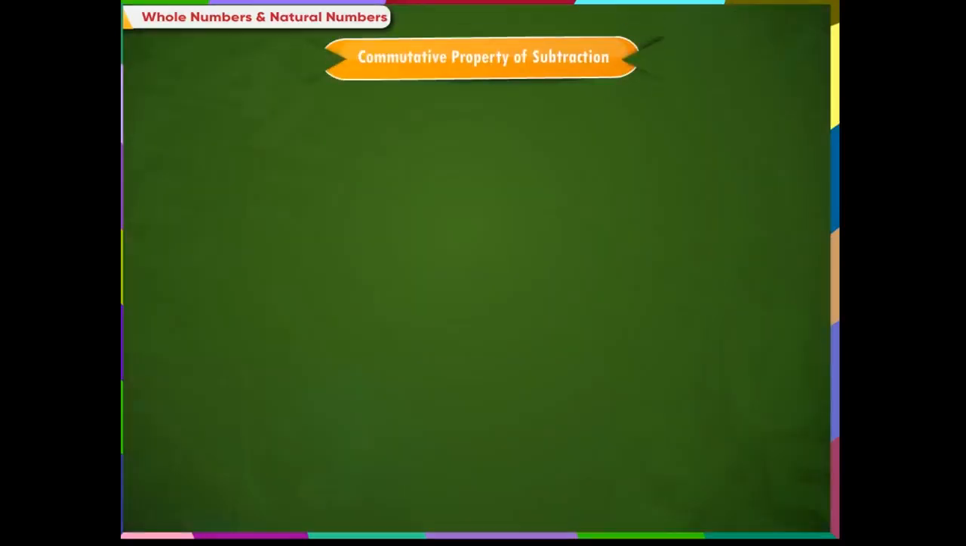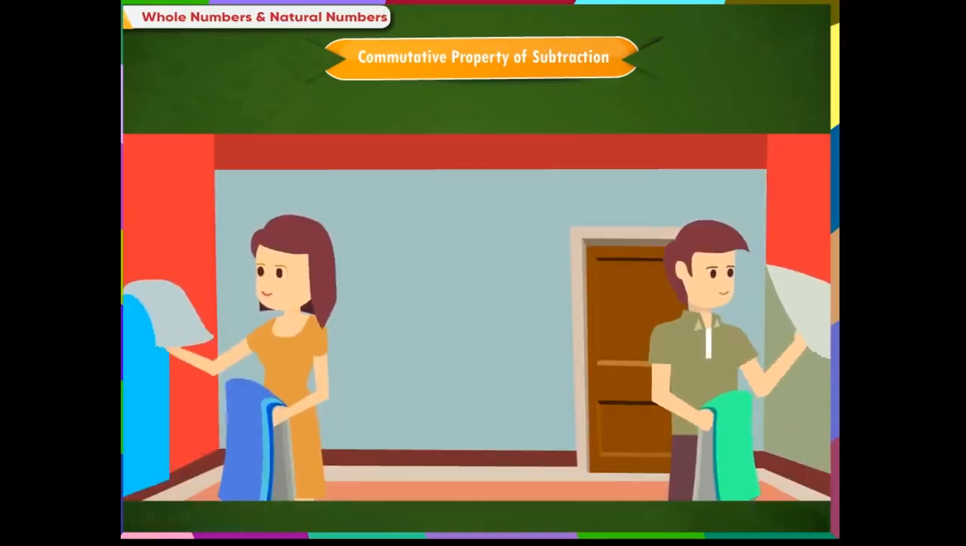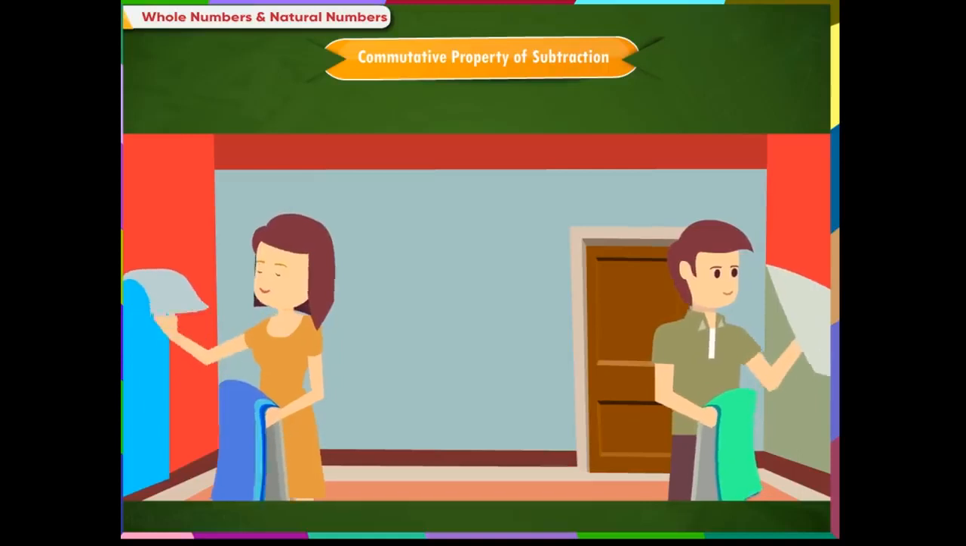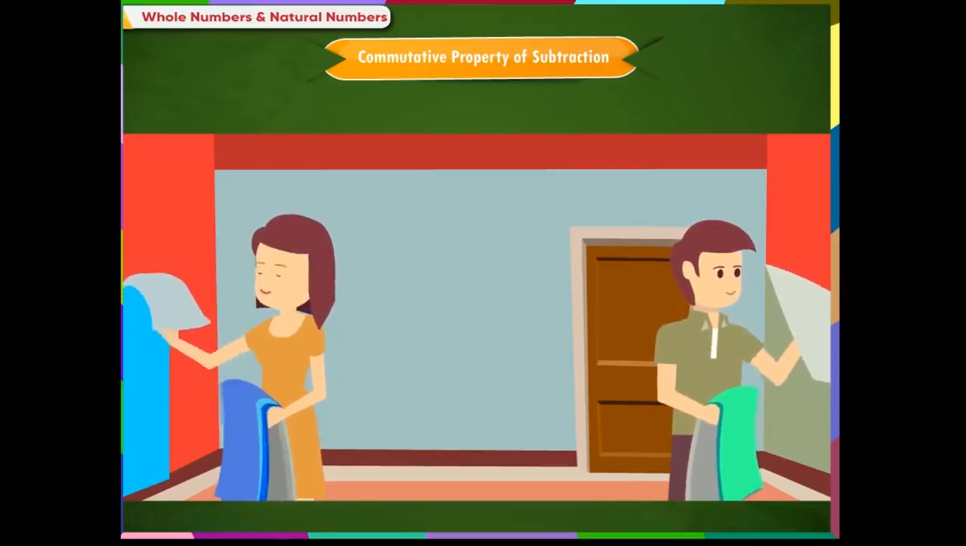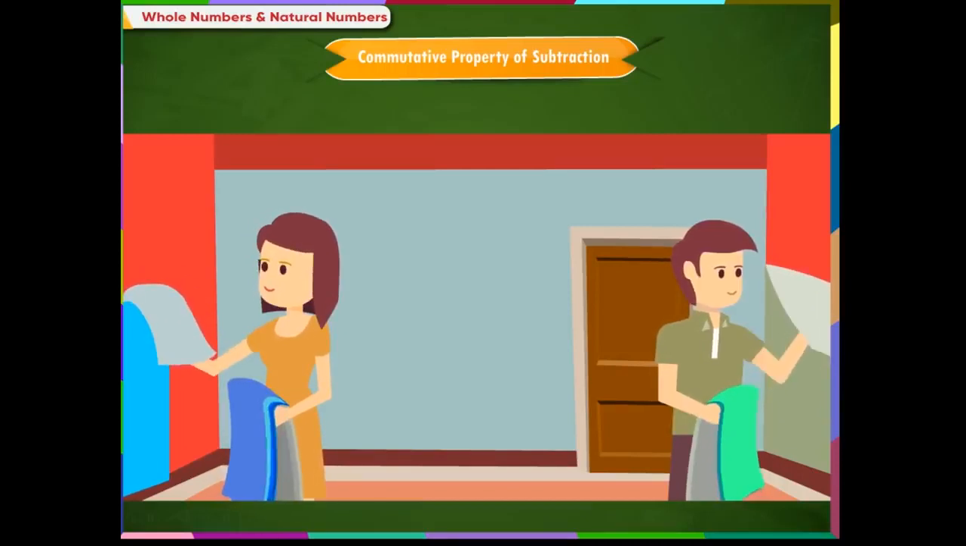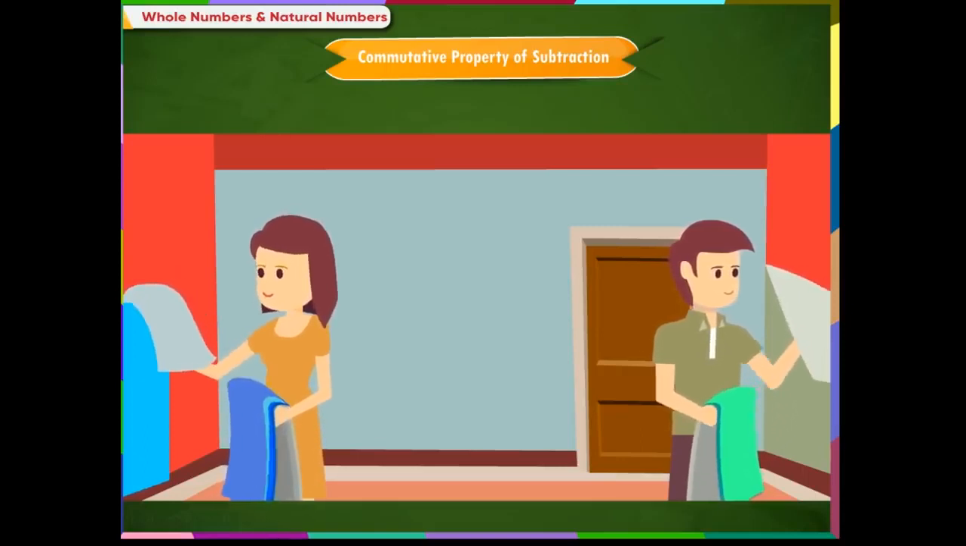Commutative property of subtraction. Prabha has 36 wallpaper pieces. They need 63 pieces of wallpaper to cover the wall entirely. How many more wallpapers are needed? Will the result of the subtraction remain the same if the order of the numbers is changed?